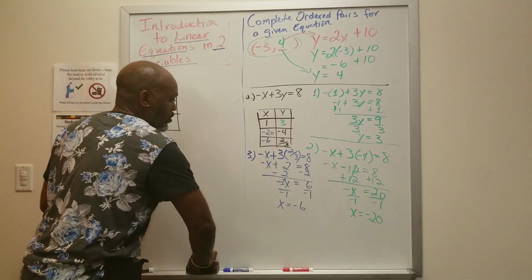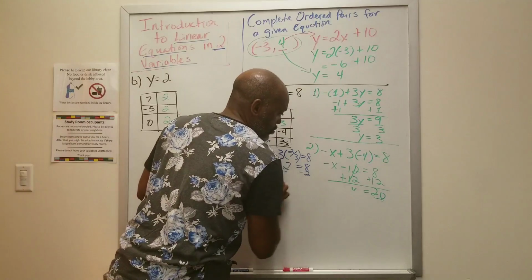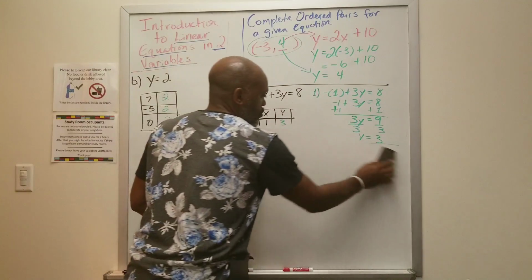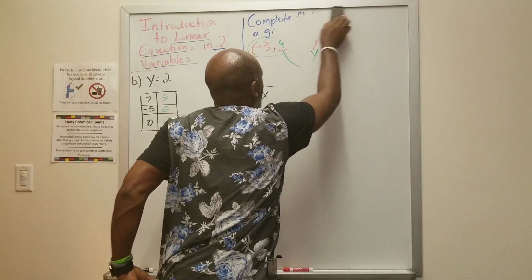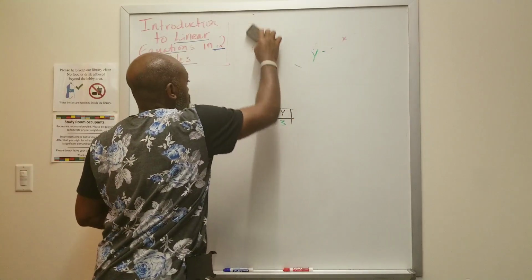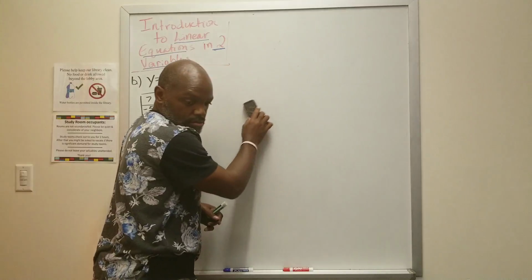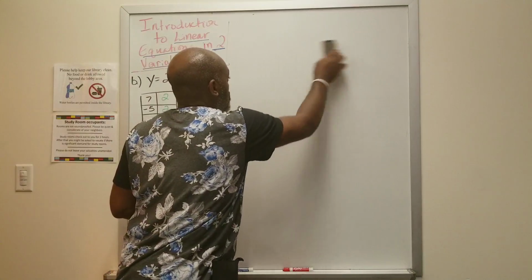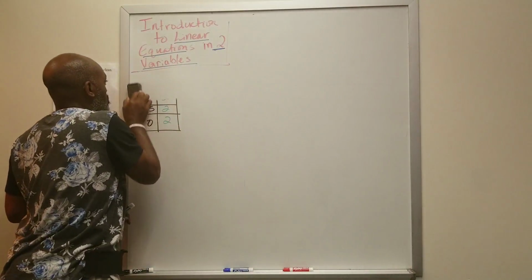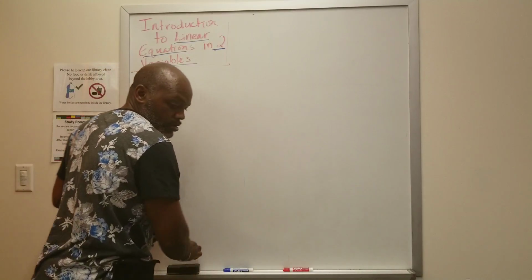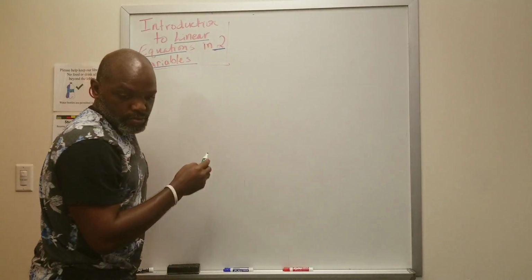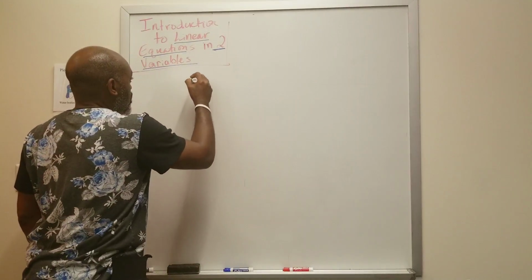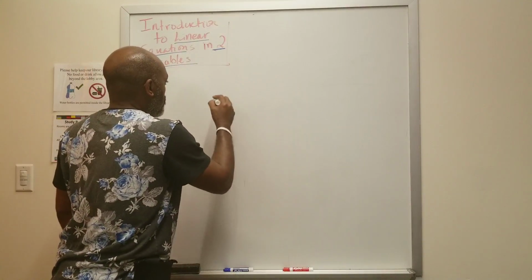The next part of this lesson is that we're going to talk about ordered pairs and plotting a graph, or putting information on a graph. My board is not going to be that great, but we're going to do what we can.